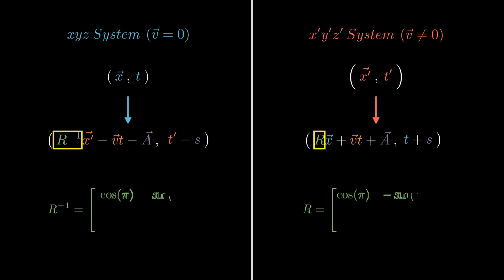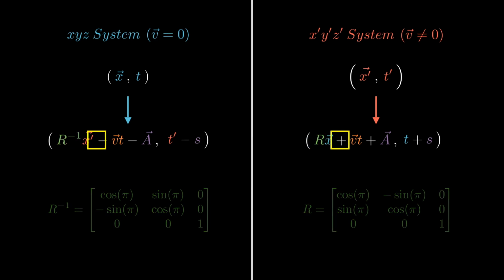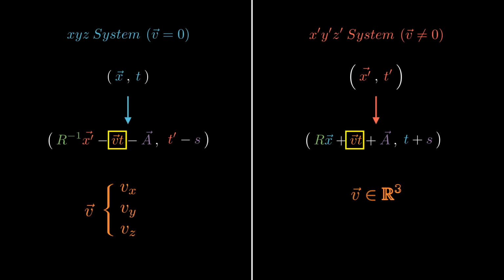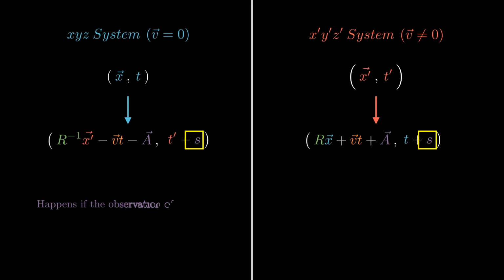R is a 3x3 rotation matrix, whose values depend on the rotation done between systems. V is the velocity vector that the second system has compared to the first. A is the translational vector for position, and ultimately S is a time translation.